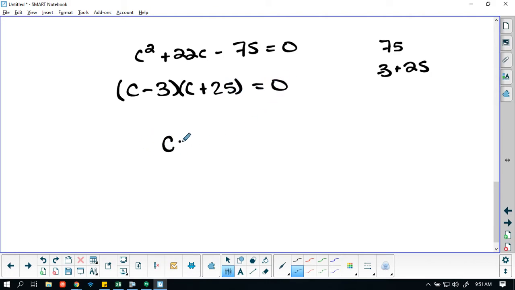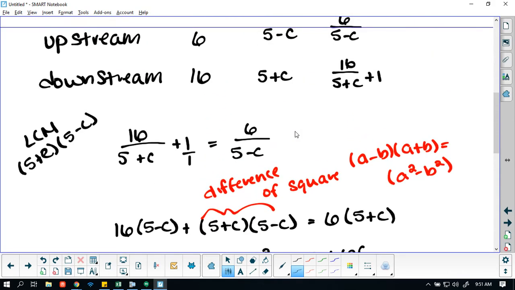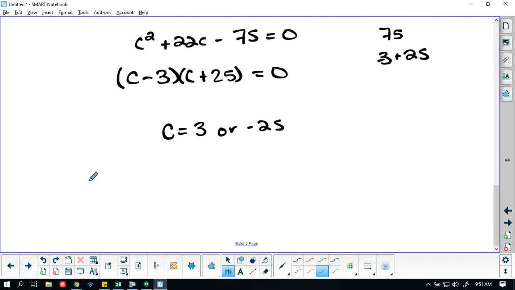So in our case, the current is equal to 3 or negative 25. Now, I made a big error at the very beginning. I did not say what c cannot equal. So c here cannot equal plus or minus 5. And in our case, our current is 3, or negative 25, but we really don't see a negative in speed. We do in velocity, but we don't see it in speed. So our current is perfectly fine, being 3.